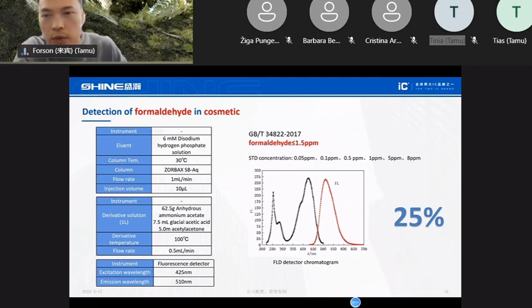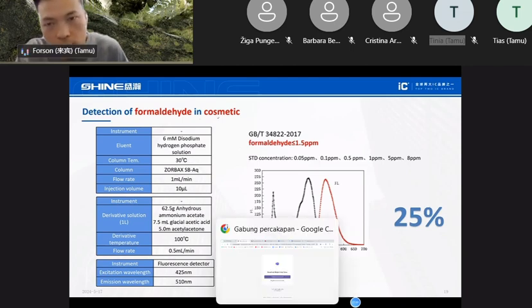Okay, here is the formaldehyde in cosmetics, and I checked the number of cosmetics. 25% of the cosmetics have formaldehyde added inside. It's used to prevent oxidation of the cosmetic.